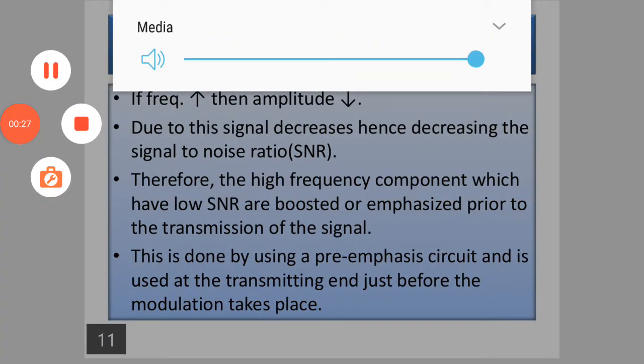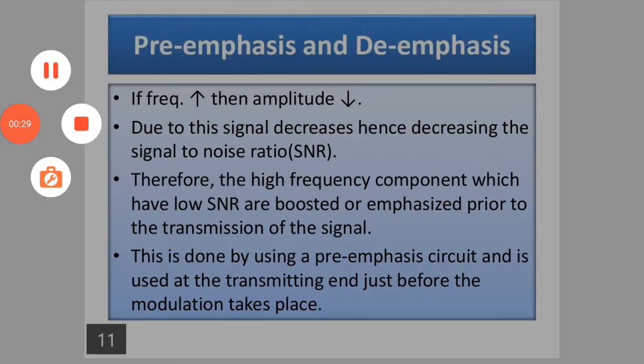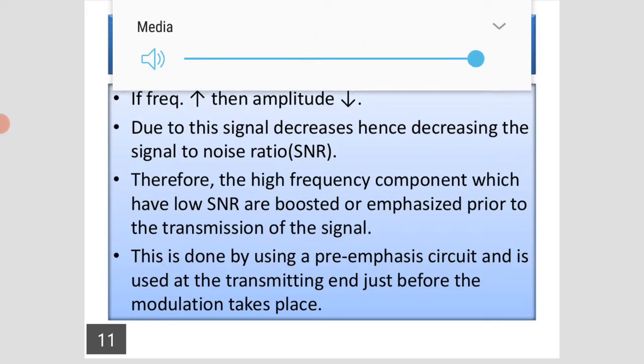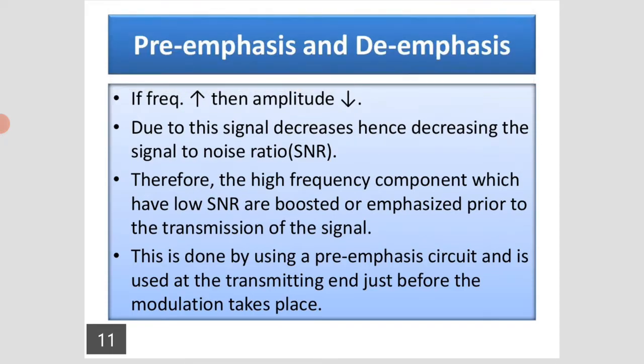Firstly, we see pre-emphasis. In pre-emphasis, if the frequency increases, then the amplitude decreases. Due to this, the signal decreases, hence decreasing the signal to noise ratio, SNR. Therefore, the high frequency components, which have a low signal to noise ratio, are boosted or emphasized prior to the transmission of the signal. This is done by using a pre-emphasis circuit and is used at the transmitting end just before the modulation takes place.